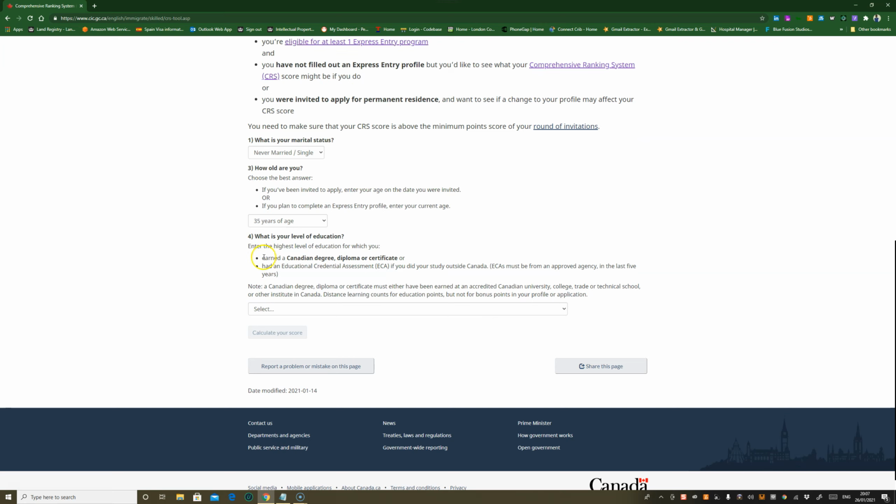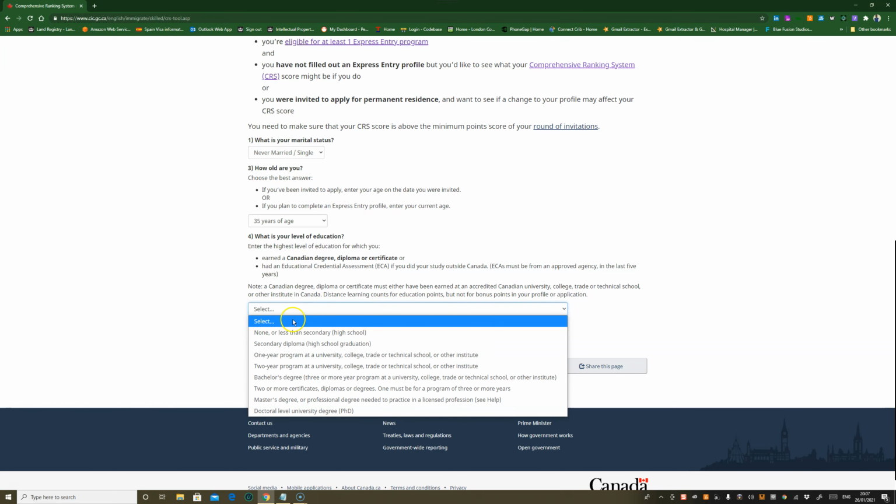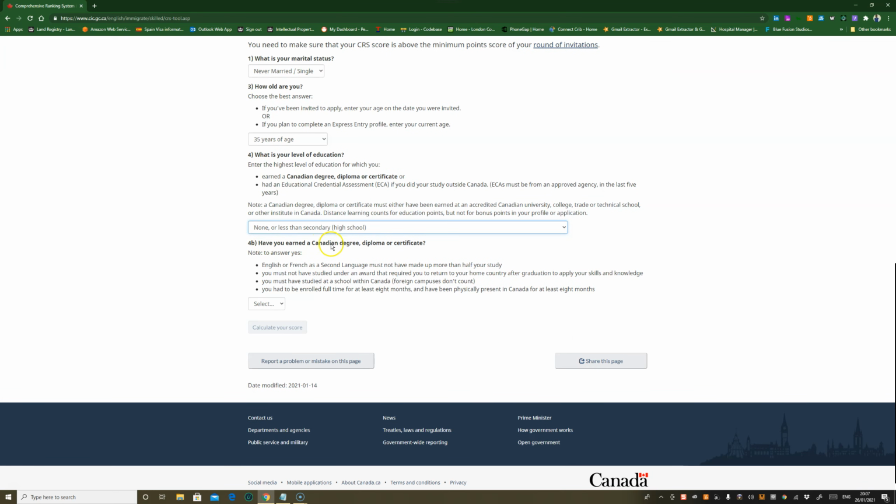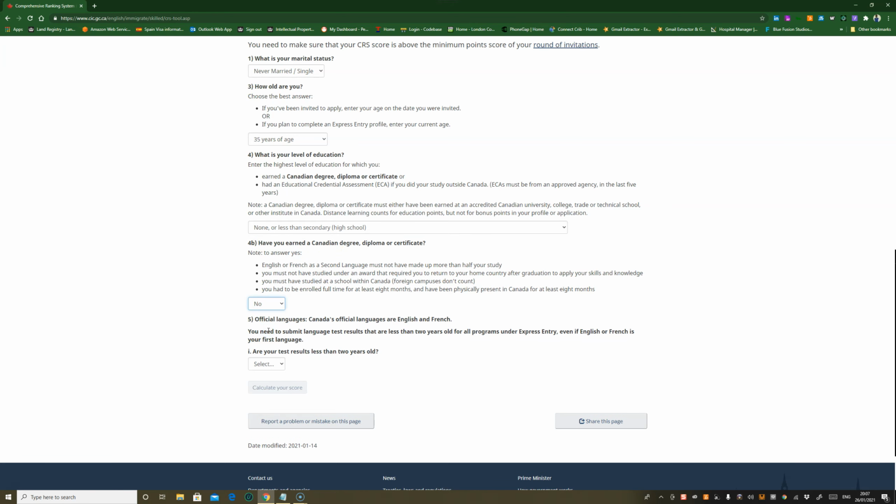And it says this education should be what you earned in Canada, a Canadian degree. Note, a diploma or certificate must be earned, and distance learning counts for education points, but for bonus points in your profile education. So if you studied in Canada, you can always put that. So if you don't have, just say none. The next thing it asks is, have you earned a Canadian degree? No. So you say no.